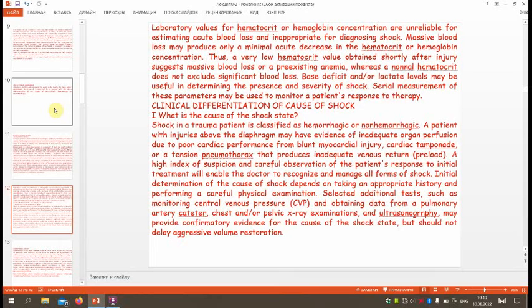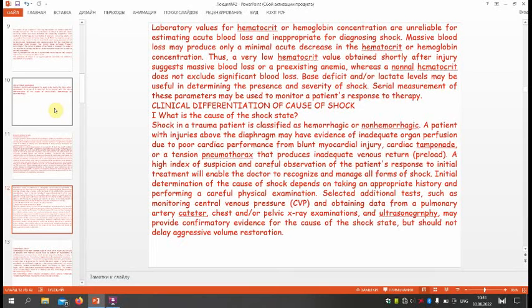Patients with injuries above the diaphragm may have evidence of inadequate organ perfusion due to poor cardiac performance from blunt myocardial injury, cardiac tamponade, or tension pneumothorax that produces inadequate venous return preload. High index of suspicion and careful observation of the patient's response to initial treatment will enable the doctor to recognize and manage all forms of shock.